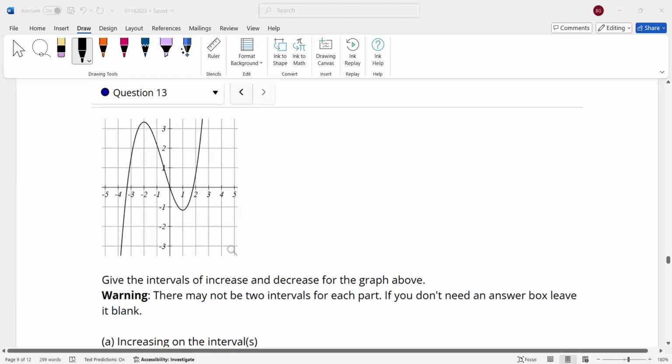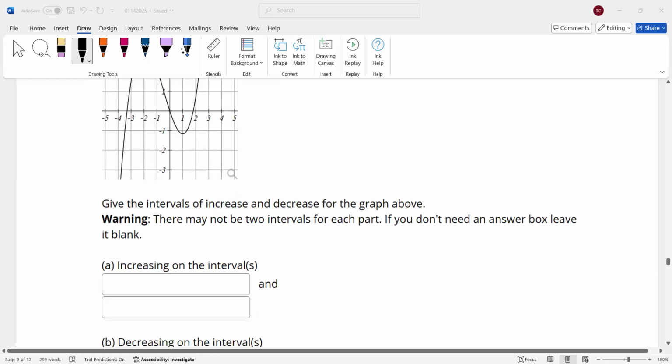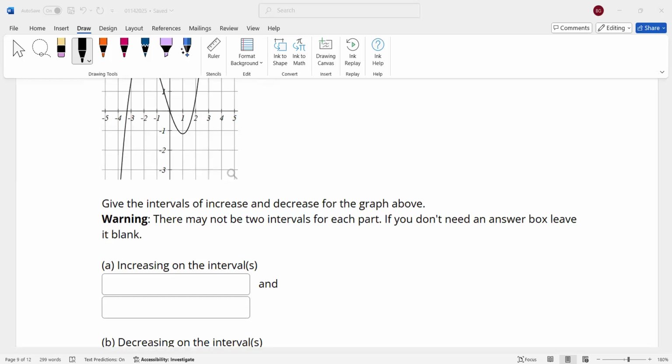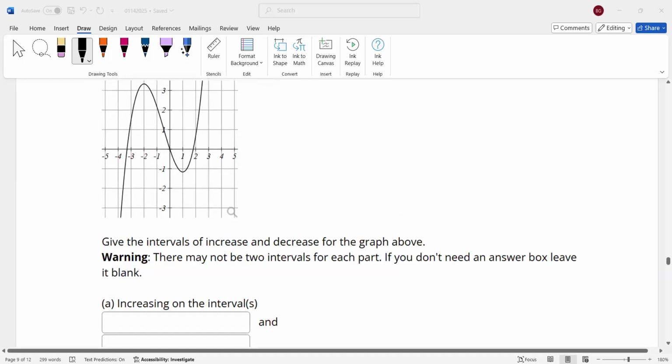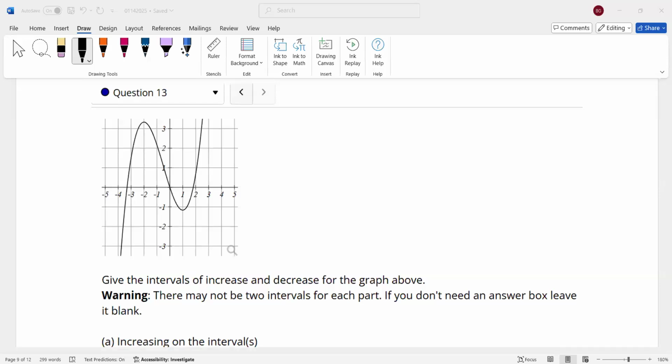One more. This is also a function, right? Go up, go down, go up. And we are going to find the interval on which the function increases. This time you don't have anything to choose from. You would have to do it yourself, right? Let's see. It says increasing first. So the purple part is increasing.